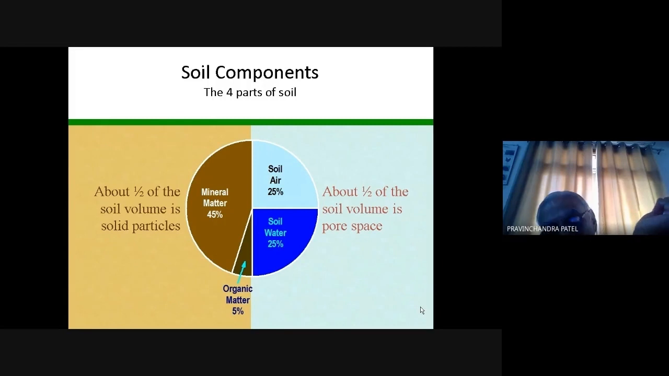So among 4 components, organic matter is very important because it is related with the fertility. Then the soil fertility depends on the mineral matter. It is a parent material. If the parent material is good, then your soil is fertile one, and vice versa.